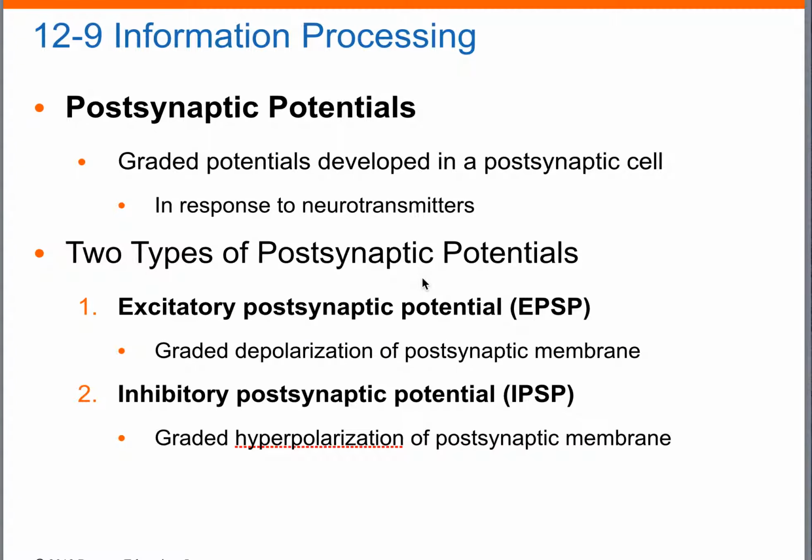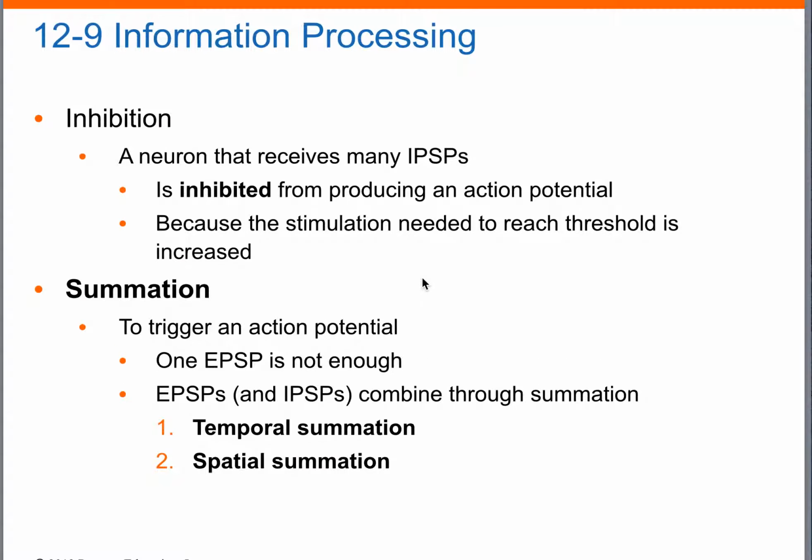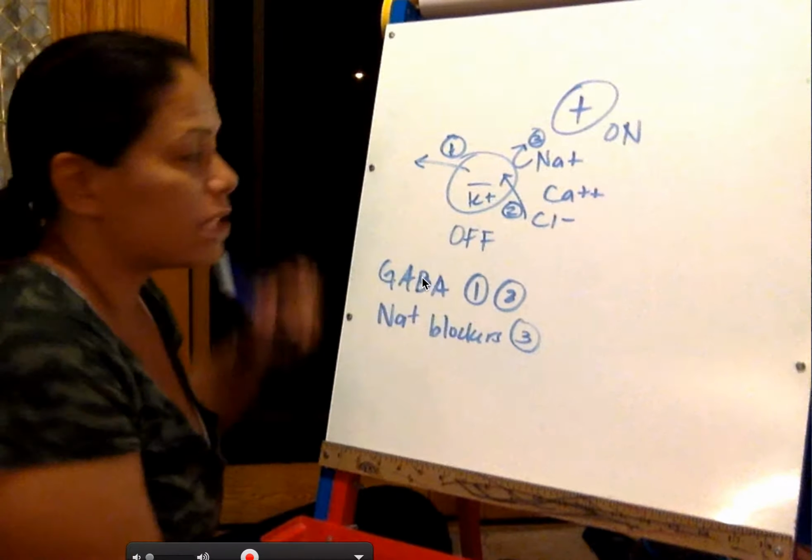Okay, so information processing, EPSPs, IPSPs, we covered that already. Go back and review it. So I will just click on it so you guys can understand it. Summation, we do need to understand temporal and spatial summation.